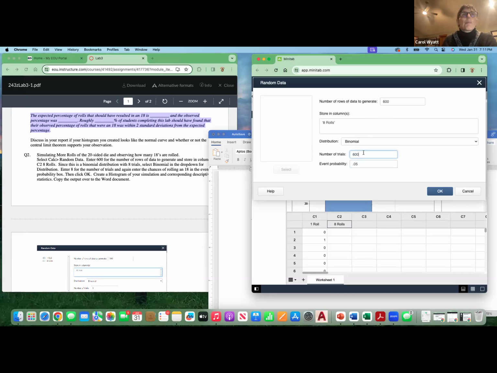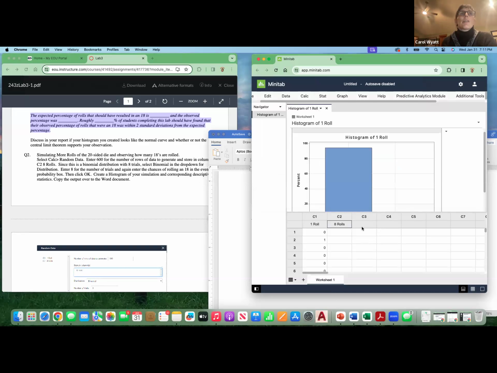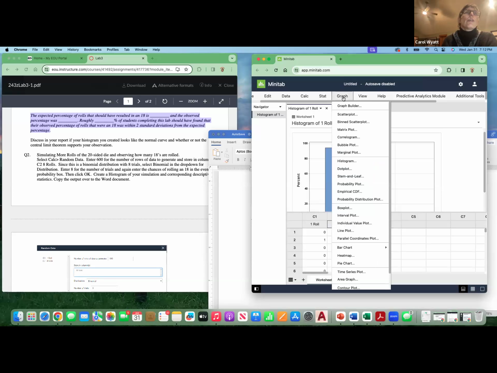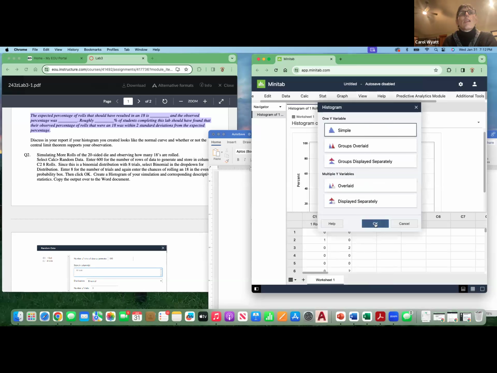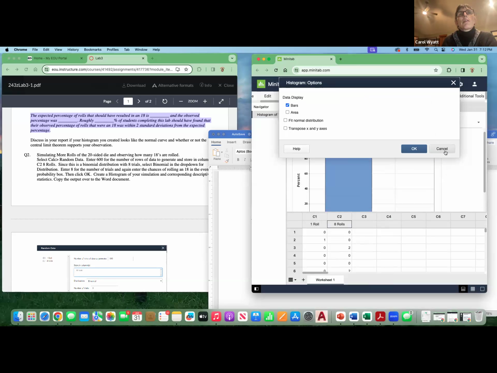We got 600 rows up here. We're rolling the dice 8 times, and each time the probability of success is 0.05. So we're going that way. And I am going to hit OK, and then 600 new values are going to come up here. So if you look at here, like out of 8 rolls, 0 ones, 0 ones, 2 ones, 0 ones, 0 ones, 2 ones. So let's go ahead and take a quick look at what a histogram of this would look like. And I'm going to go ahead and change this.